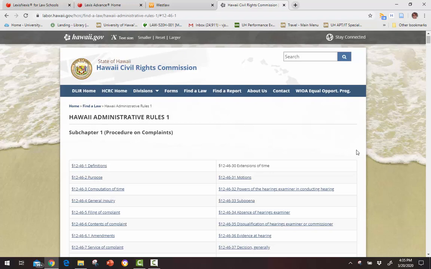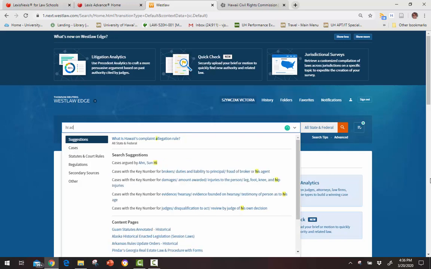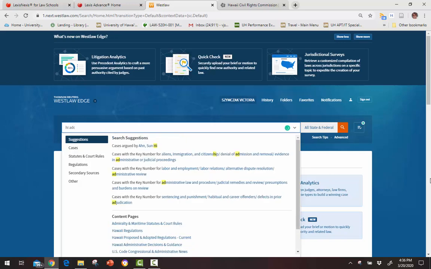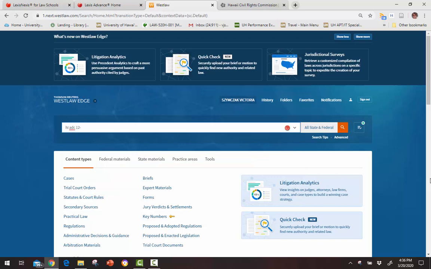Okay, so let's hop over to Westlaw. If you already know the citation to an administrative rule in Hawaii, you can type it in the search box. The way Westlaw wants you to type it in is HI space ADC space, and then the citation. So 12-46-1.